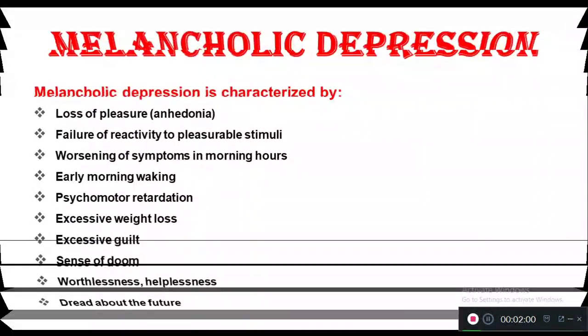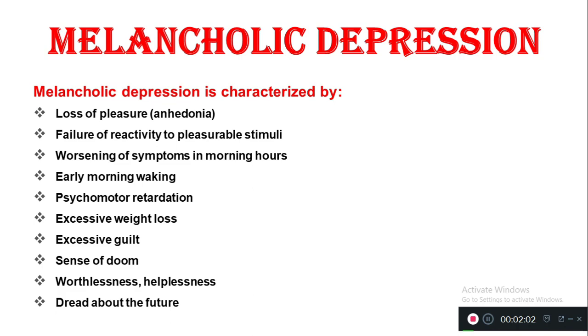Now let's see the next type of depression, which is melancholic depression. Melancholic depression is a very severe form of depression. It is characterized by anhedonia, that is loss of pleasure and failure of reactivity to pleasurable stimuli, and worsening of symptoms in morning hours. During morning time, the symptoms get aggravated, and there is early morning waking. A patient with melancholic depression will get up from bed very early, like 3 o'clock, and does not have sleep.